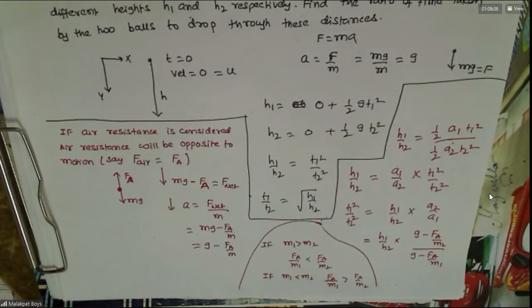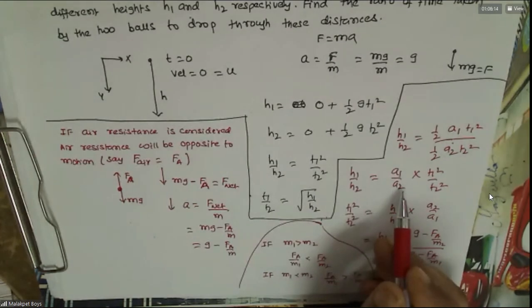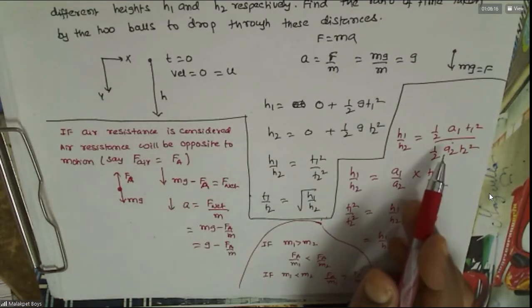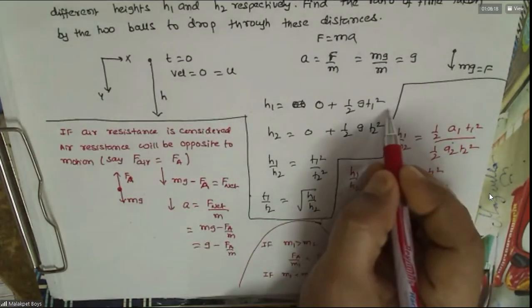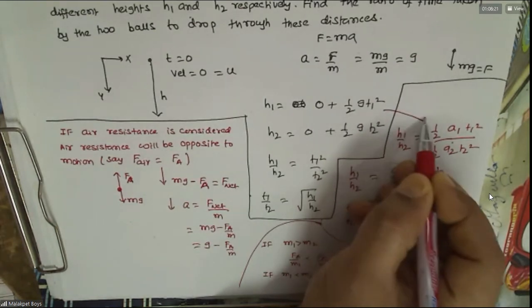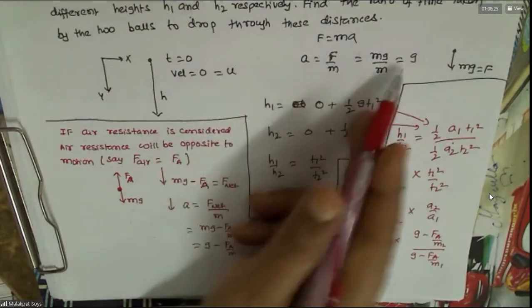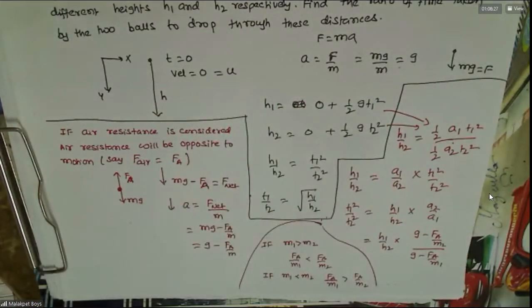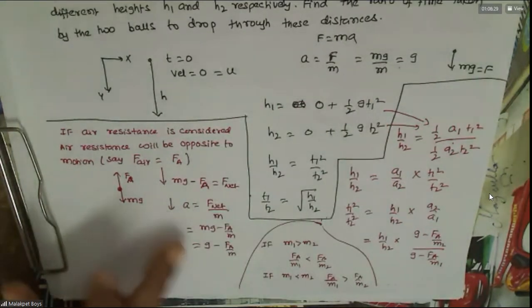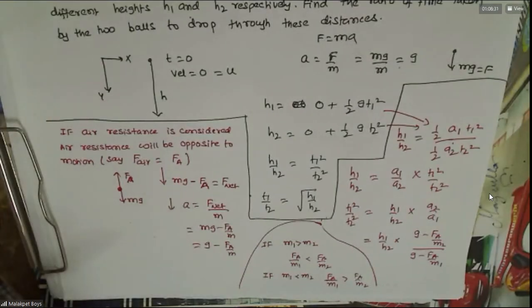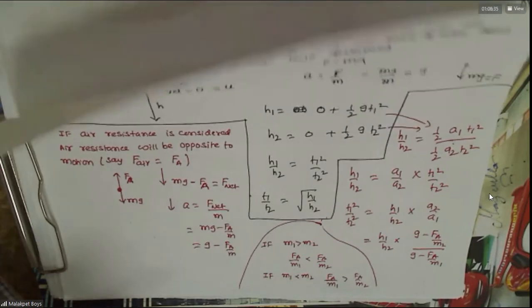I do not understand how you got h1 by h2 equals that. This one? Yes. I'm using the same concept here. Previously a is g, now a is not g. a is a1. Understood this or not? Okay, sir.